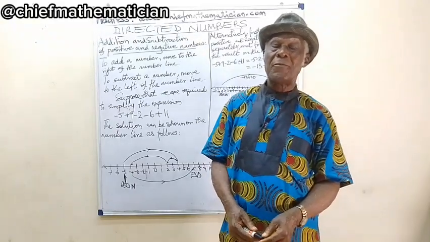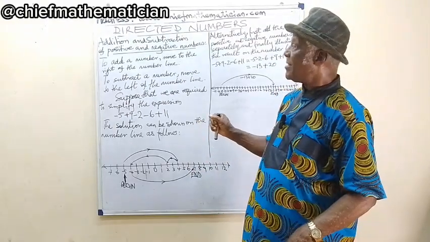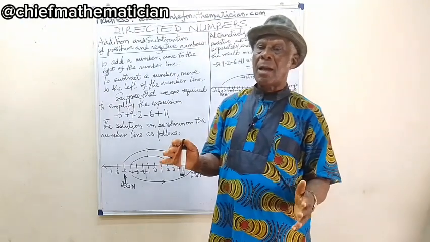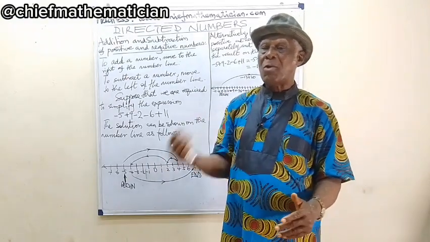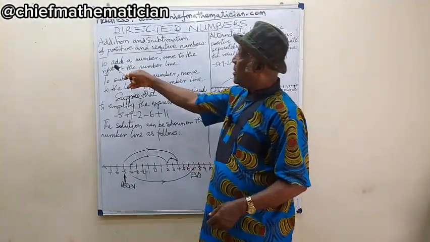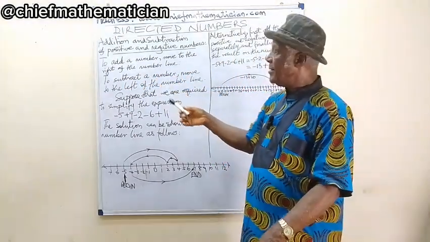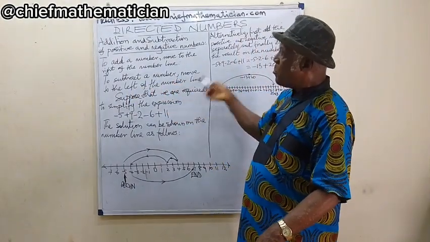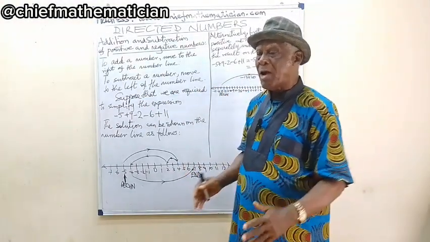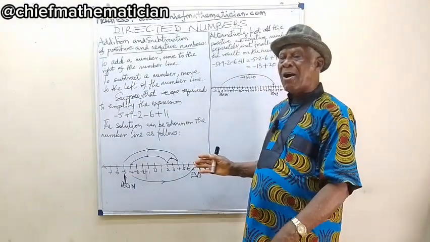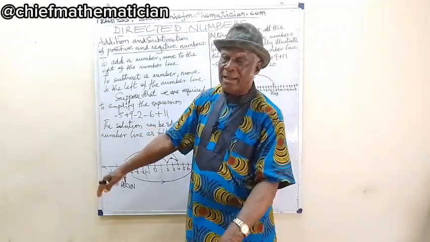Good day, viewers. I want us to round up our lesson on directed numbers by considering the way we move on the number line when we are doing addition and when we are doing subtraction. To add a number, move to the right of the number line. To subtract a number, move to the left of the number line. Now, you should be guided by that. When you are adding a number, you move to the right. When you are subtracting a number, you move to the left.